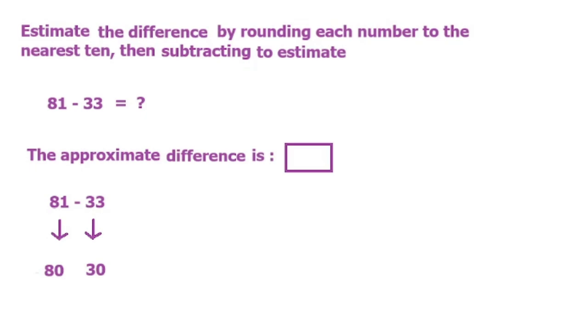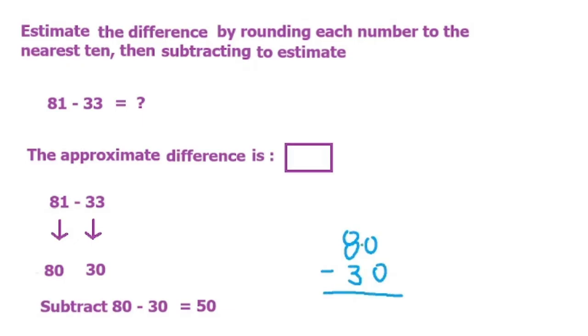So then all we need to do is subtract 80 minus 30. And we know 80 minus 30 is 50. And if you don't remember that right away, you could just do that. 80 minus 30. So we know 0 minus 0 is 0. 8 minus 3, you can just count that on your hands if you want, is 5. Or use a number line. So 50. So we know the approximate difference is 50.